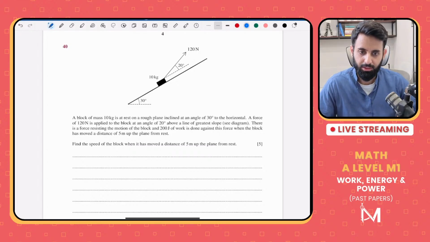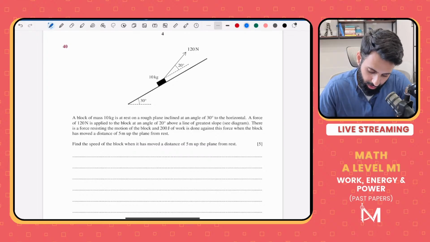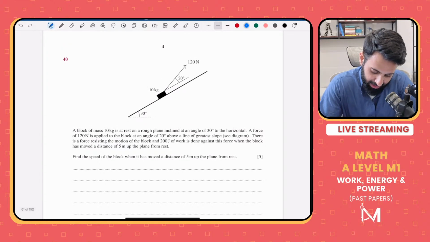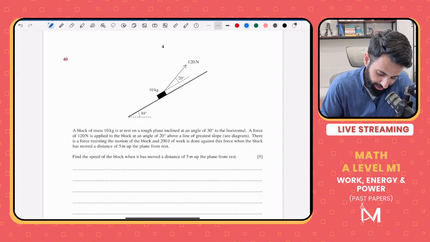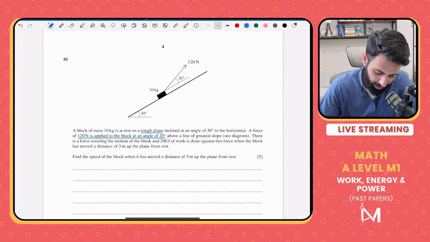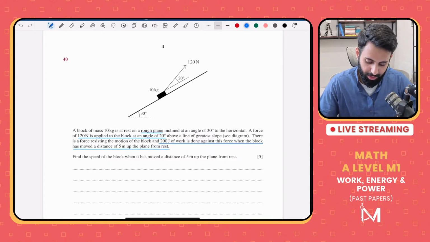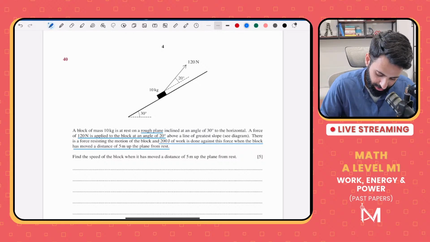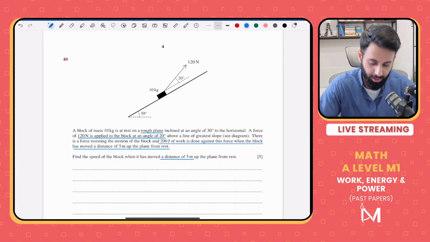Okay, so let's solve this. Let's see what this says. A block of mass 10 kg is at rest on a rough plane inclined at an angle of 30 degrees to the horizontal. So do keep in mind that this is a rough plane. A force of 120 newtons is applied to the block at an angle of 20 degrees above the line of greatest slope. There is a force resisting the motion of the block, and 200 joules is the work done against this force when the block has moved a distance of 5 meters up the plane from rest. Find the speed of the block when it has moved a distance of 5 meters up the plane from rest.